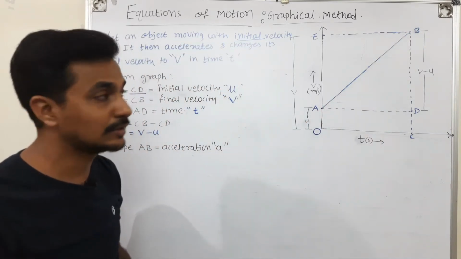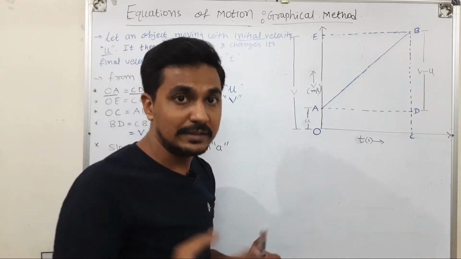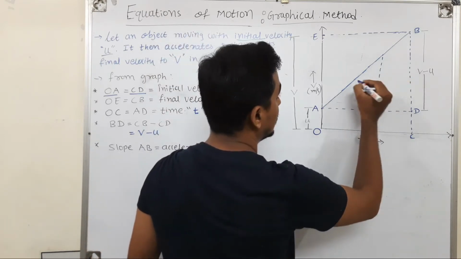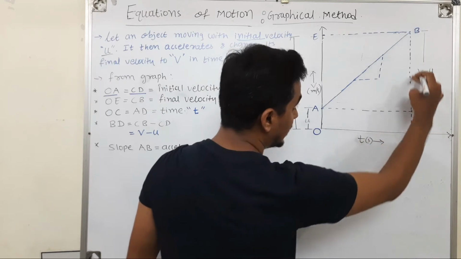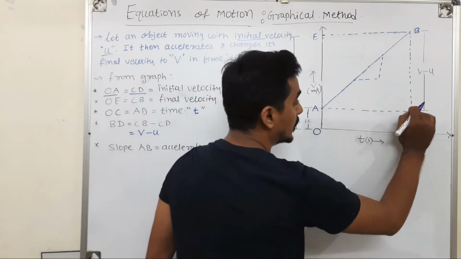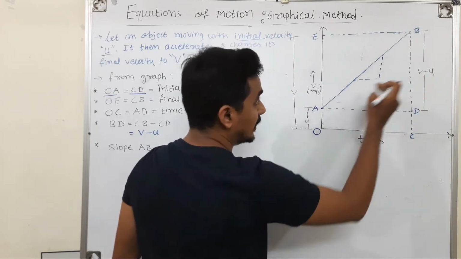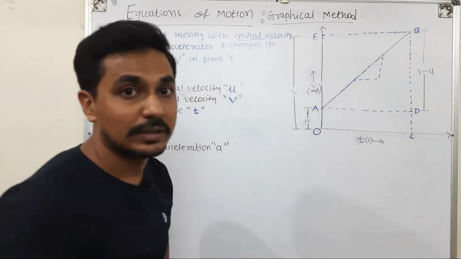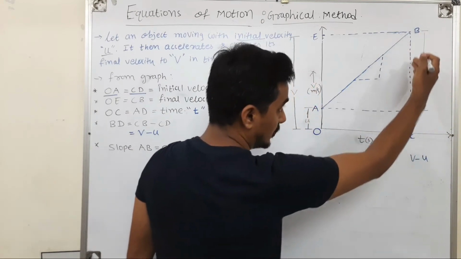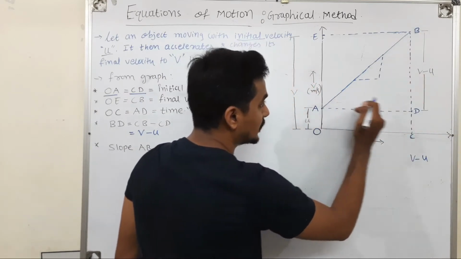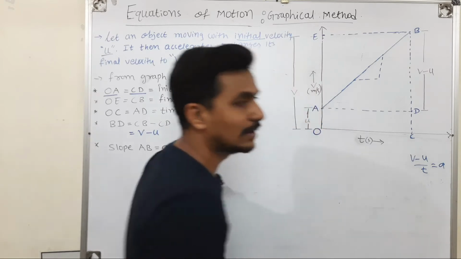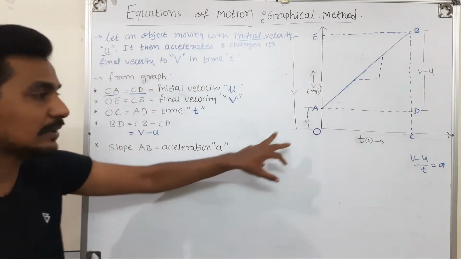Now why is it acceleration? See, you are finding the slope, as in mathematics, right? So in mathematics, how do you find the slope? Like this, you draw two lines, one perpendicular to the x-axis and another perpendicular to the y-axis. The ratio of these lines will give me the slope, and that slope is the acceleration. So here v minus u, and this AD is t. So what is v minus u by t? It's the acceleration. So I can say that the slope gives me the acceleration.